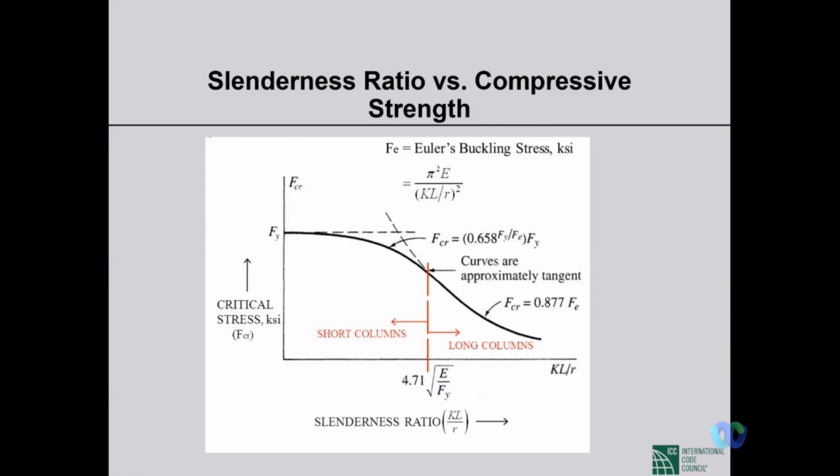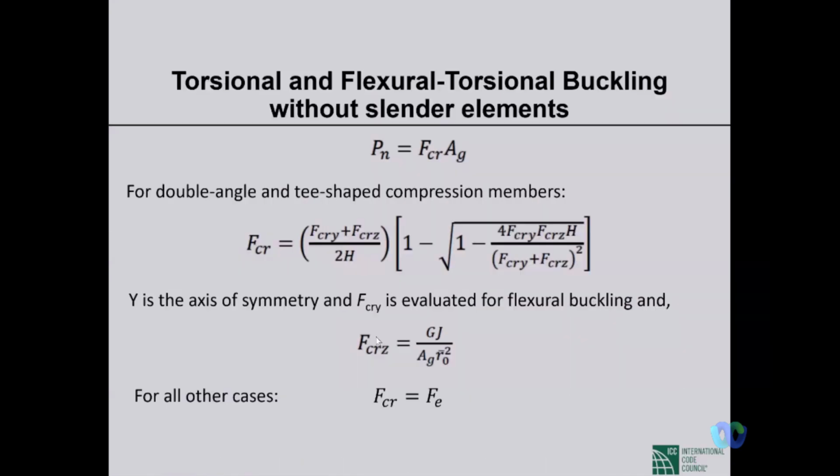But here we have two. One is FCR-Y, that is Y is always the weak axis. X is always the strong axis, by definition. X is the strong axis and Y is the weak axis, and Z is the longitudinal axis. So there will be some issues of capacity in moment about Z-axis. So FCR-Z, this component comes from that.